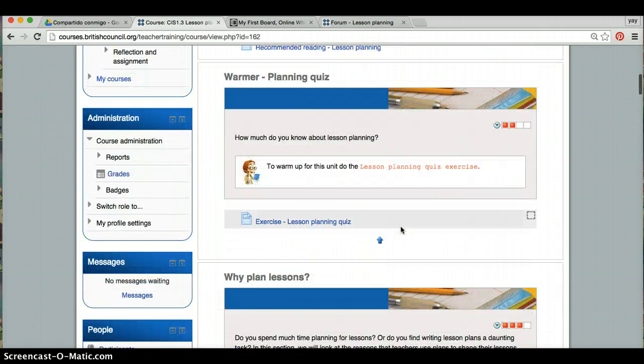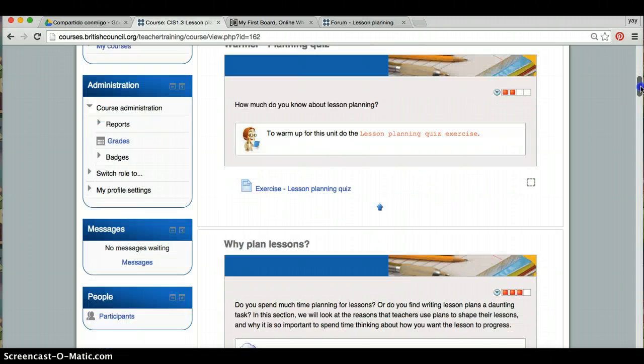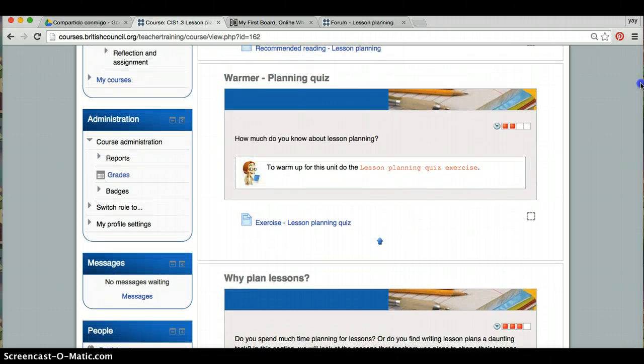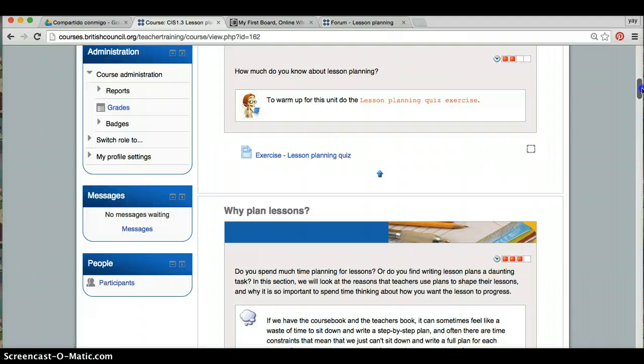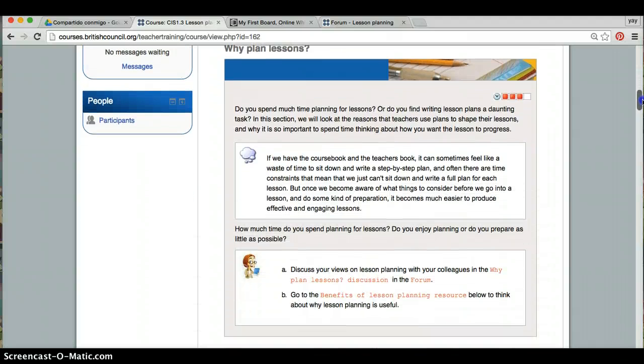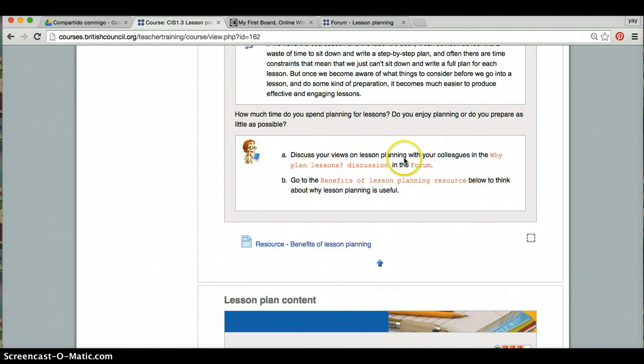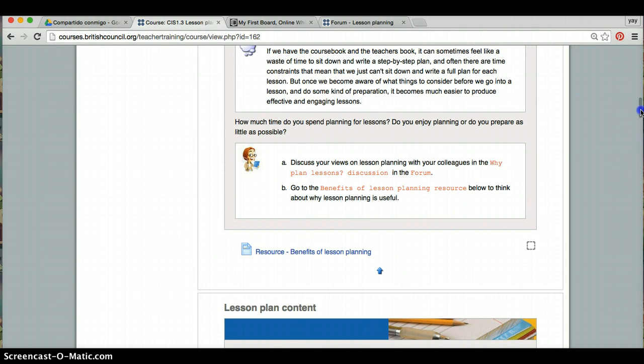Then, if I start scrolling down and reading the instructions, it says warmer, planning a quiz. I have an exercise. Then I have why plan lessons, some information, and here it says why plan lessons discussion in the forum. That's the first forum. Now we go back up and we work on that first forum.